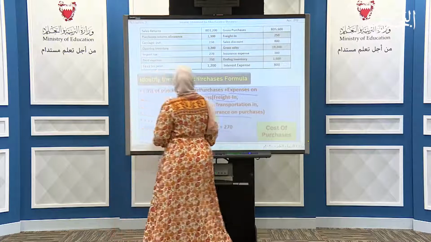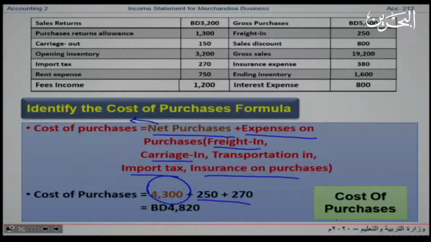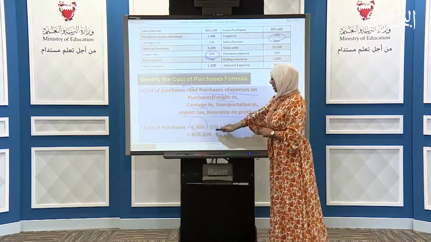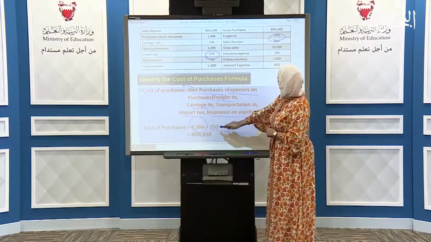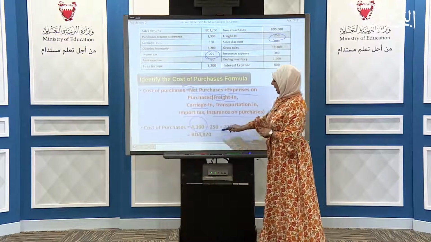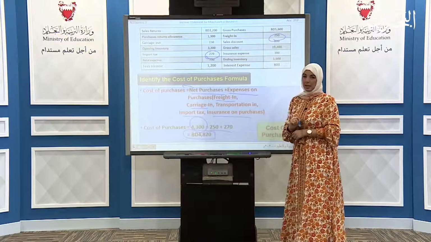Let us take a look about the data and find the expense on purchase. I have the freight in, it will be an expense on purchase, and I have the import tax for Abdullah Company as expense on purchase. So I apply 4,300 for the net purchase and add it with 250 for the freight in and 270 for the import tax, and getting the cost of purchase for Abdullah Company.